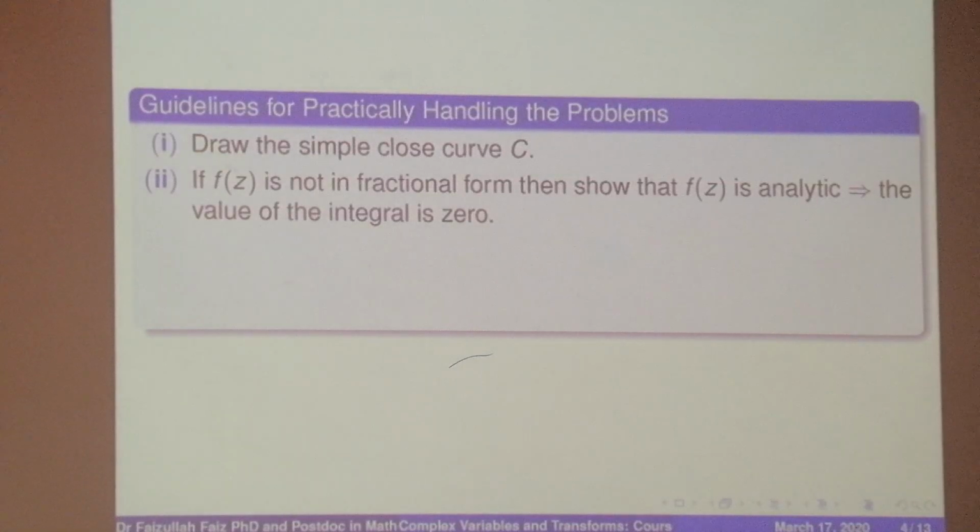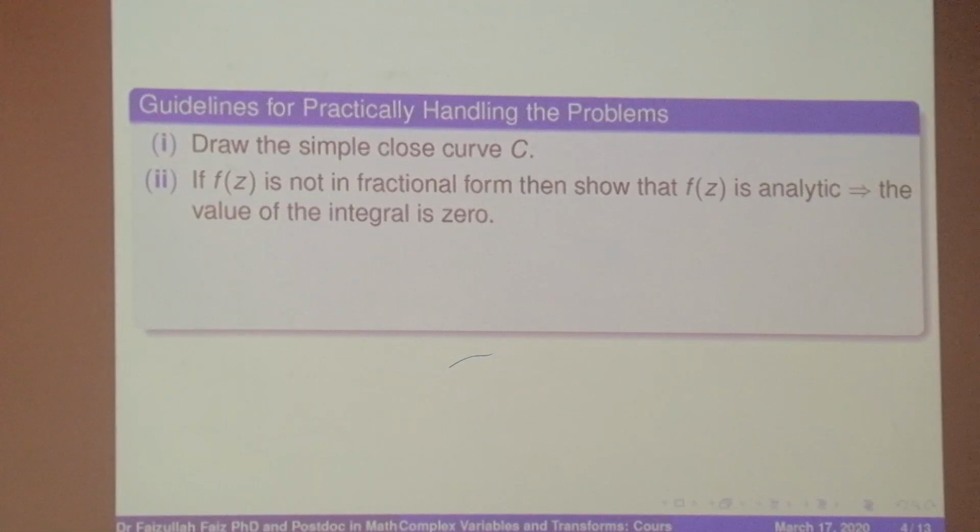that if the function f of z, which is given in the question, is not in fraction form, then just show that this is analytic. To show that the function f of z is analytic, there are two ways. Either show that the function is differentiable in the given domain, or show that the function satisfies the Cauchy-Riemann equation. So if the function satisfies the Cauchy-Riemann equation, then again the function is an analytic function.